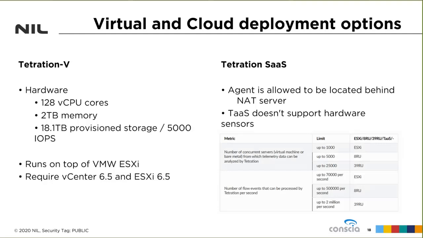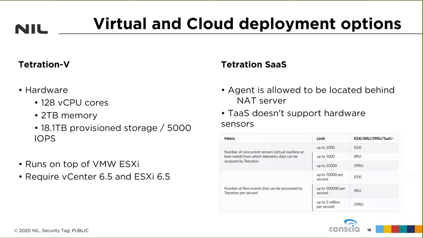On the left side, Tetration Virtual Edition runs on top of VMware ESXi. It has some hardware requirements that you have to meet to successfully run Tetration. It has to have 128 vCPU cores, at least 2 terabytes of memory, and also at least 18.1 terabytes of provisioned storage, ideally on fast SSDs. And on the right side, you have Tetration as a service.